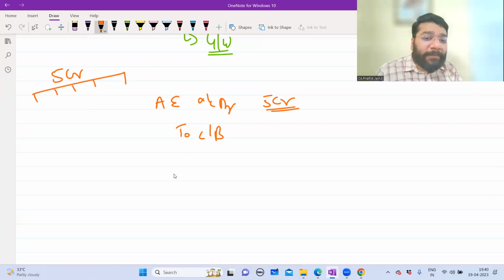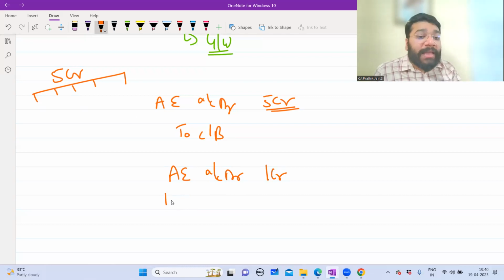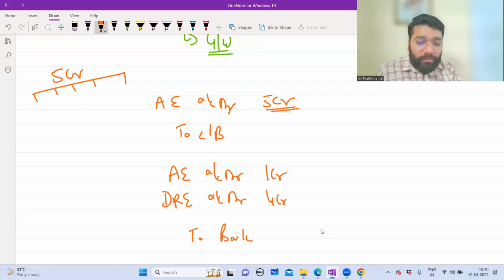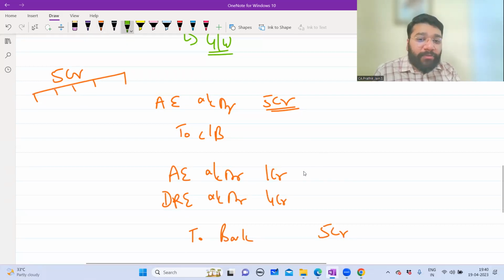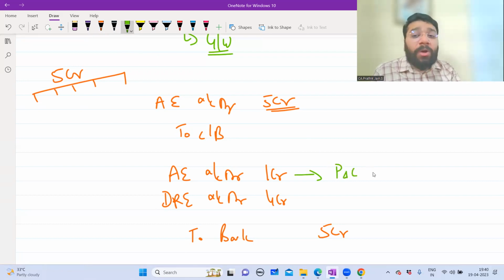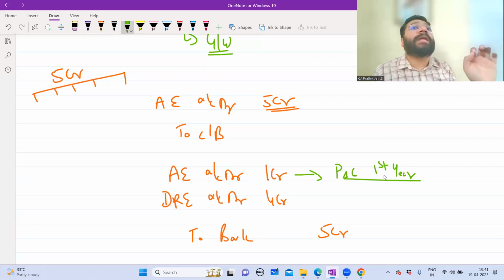So what will be your entry? Advertisement expenditure account debit 1 crore. Deferred revenue expenditure account debit 4 crore. To bank 5 crore. So please understand this very carefully. This is advertisement expenditure which will go to the P&L account of the first year as expenditure. This is as good as your depreciation.